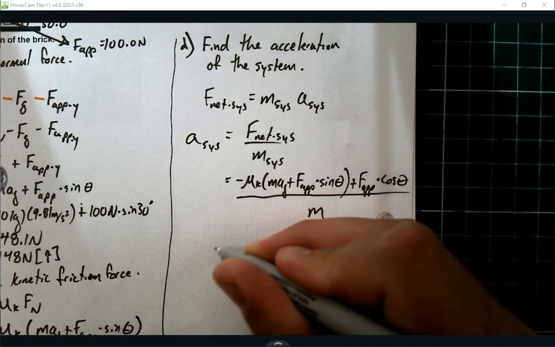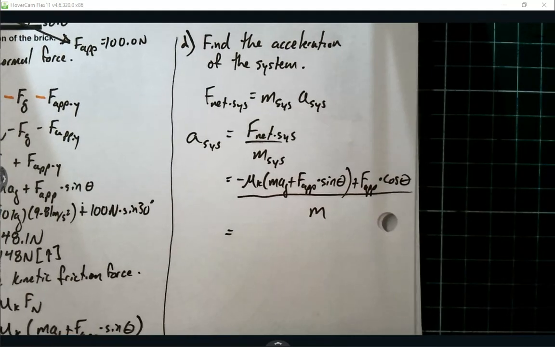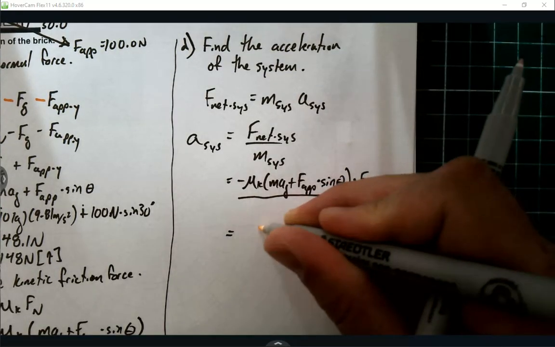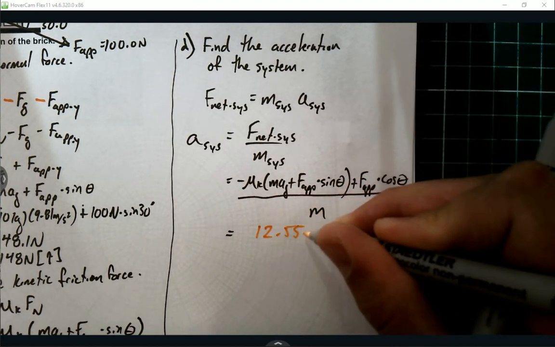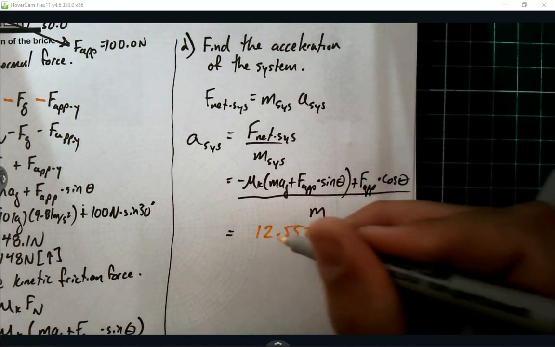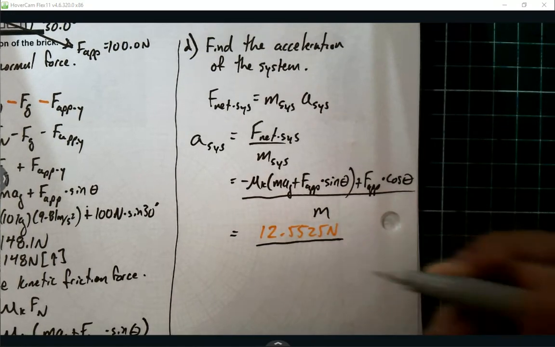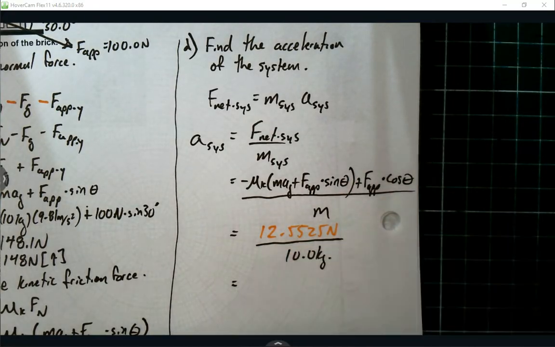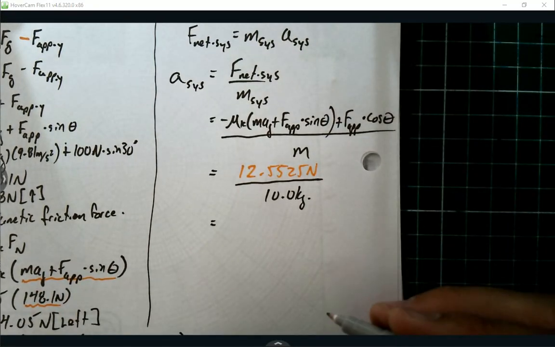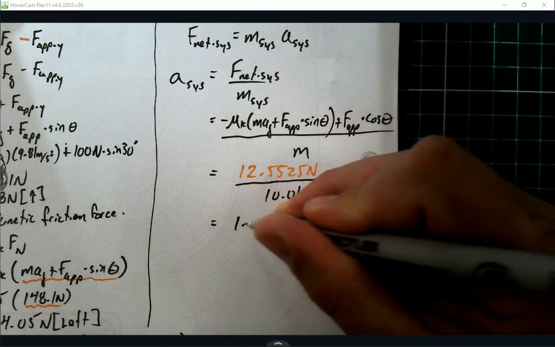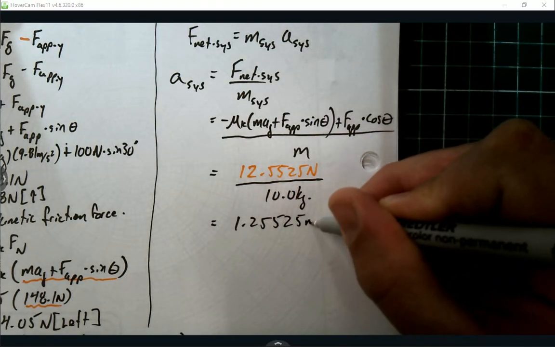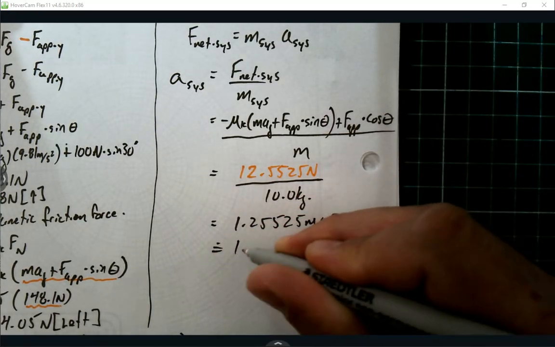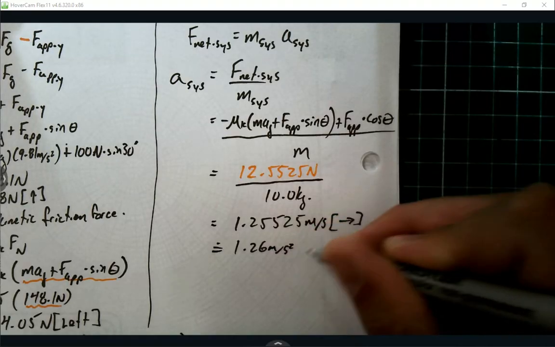Now, since we did scaffold it, we could use that cheater. Having already done all the stuff before, we did figure out this was 12.5525 newtons in the numerator, divided by the mass of the system, 10 kilograms, which I said was a nice round mass, and it is helpful. We're just moving the decimal place over 1, right? So we get 1.25525 meters per second squared to the right, and we round it off to 3 sig figs, and we say it's 1.26 meters per second squared.